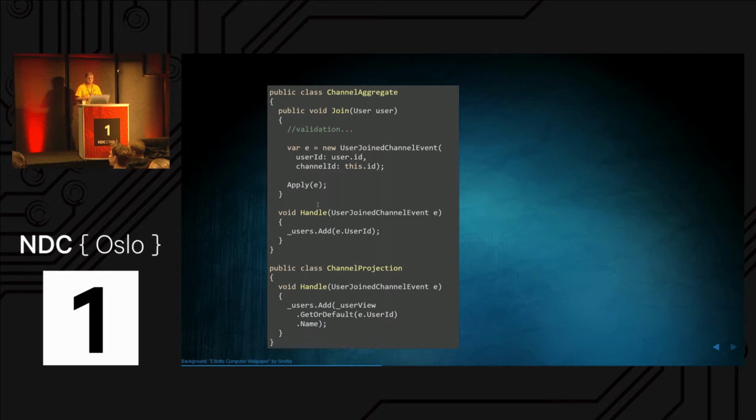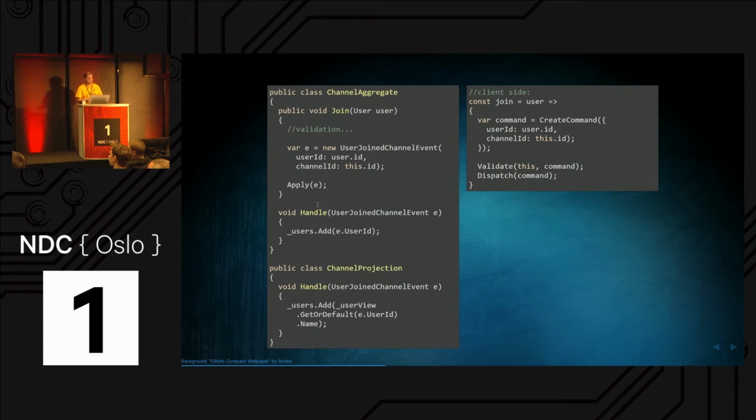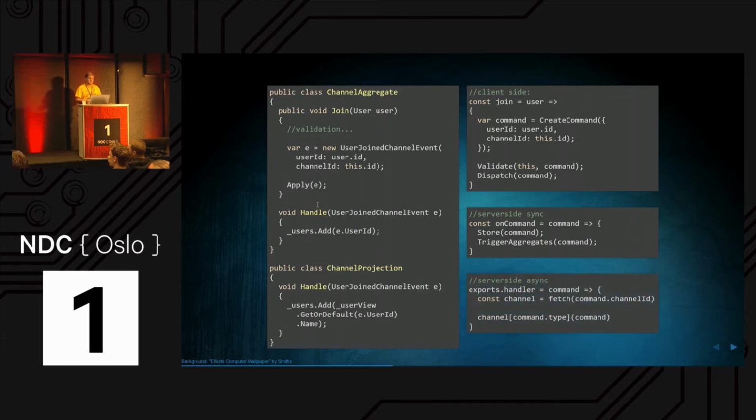But we could split it so that on the client side, our JavaScript will create a command, validate that the command's useful, and dispatch it. Internally, the dispatch method is just calling one of these API gateways in AWS. On the server side, we only need to handle that we've received the command. So we take the command that appeared, store it somewhere, and trigger our aggregates. And then asynchronously, the aggregates run off creating our views and projections.